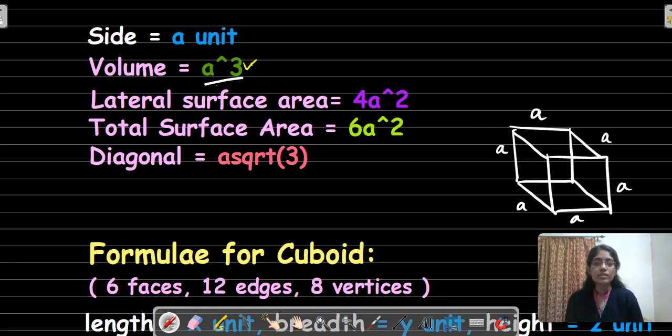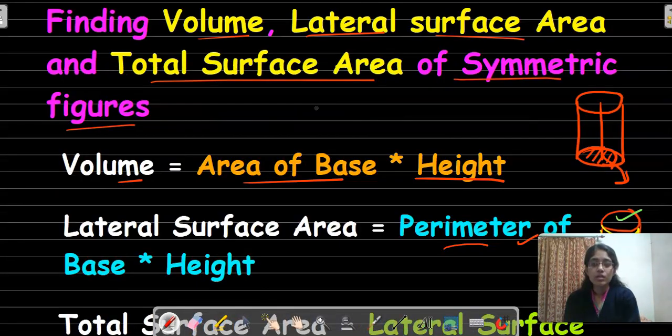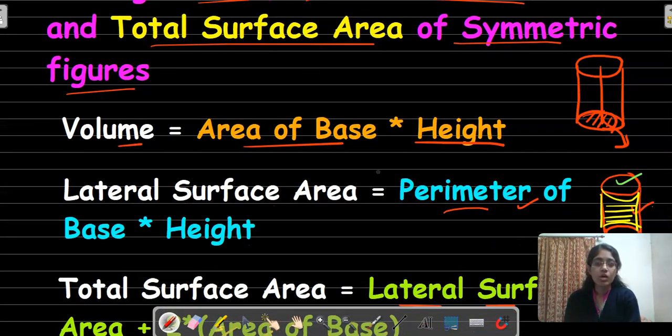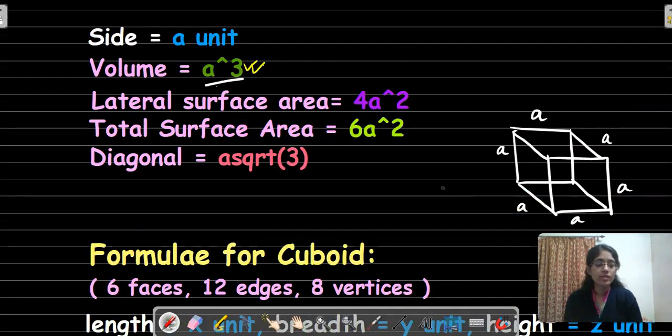So why is the volume a cube? Because what was the volume from the previous slide? Here we see that volume is area of base into height. So here, what is the area of base? This base is a square of side a. So area of base is a square. And the height of this cube is a. Therefore, volume is a cube.